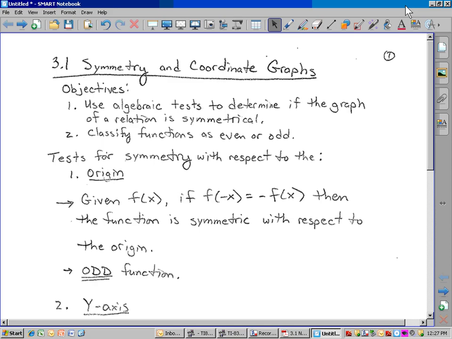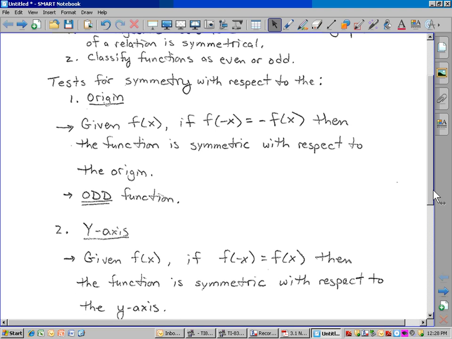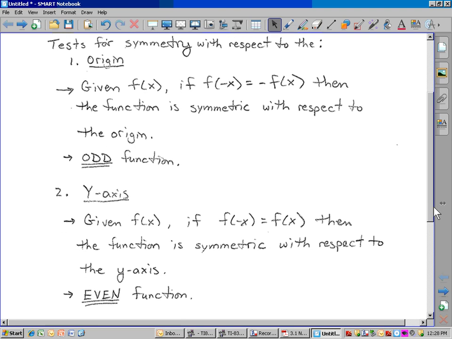Okay, we actually have 6 different tests, which is going to be a lot to memorize, but you got to know them. Okay, we definitely use this in calculus. Definitely use this in college algebra for those of you that are going on to college next year. So the first test is of the origin.